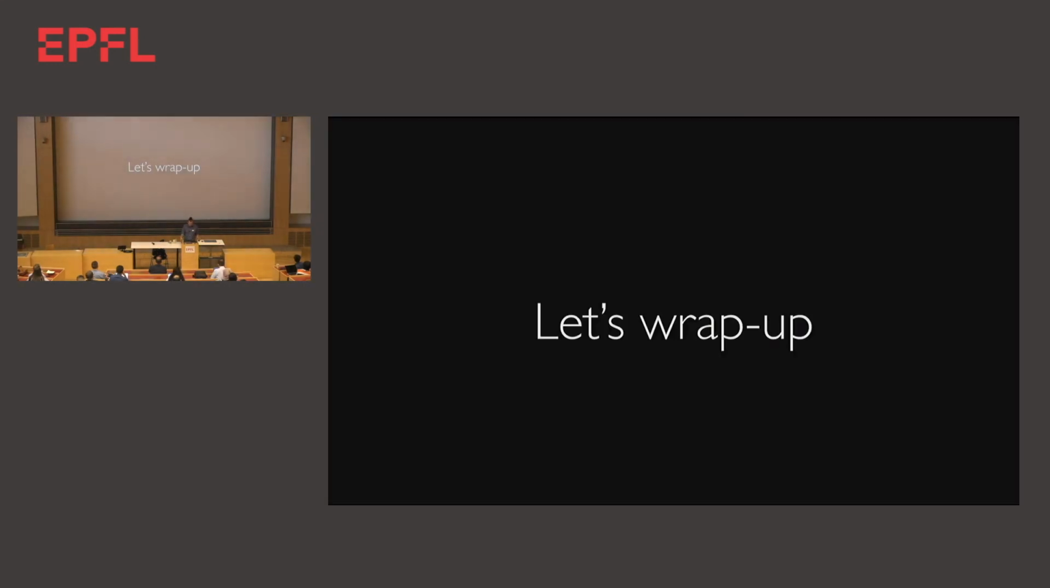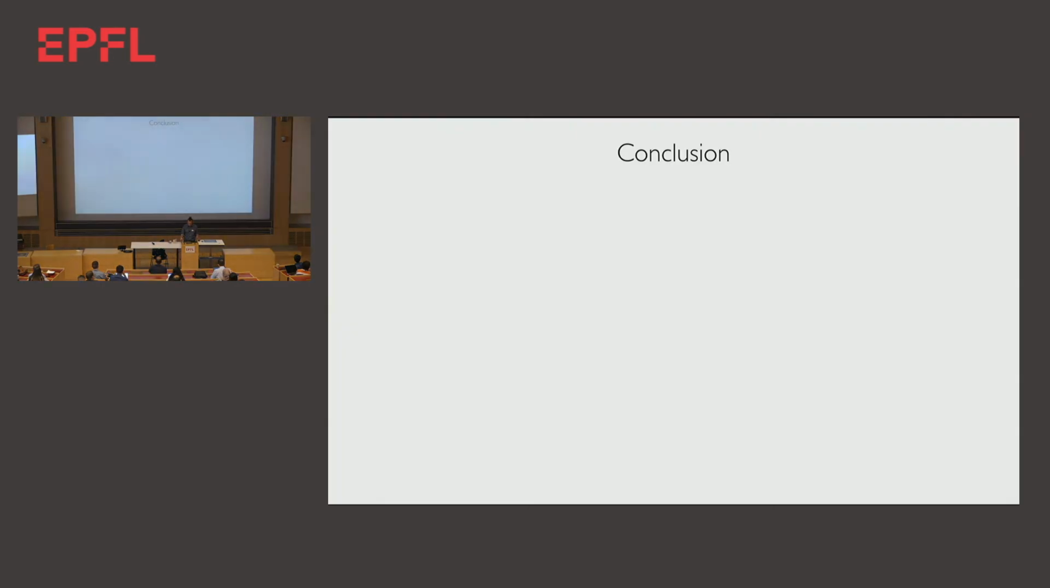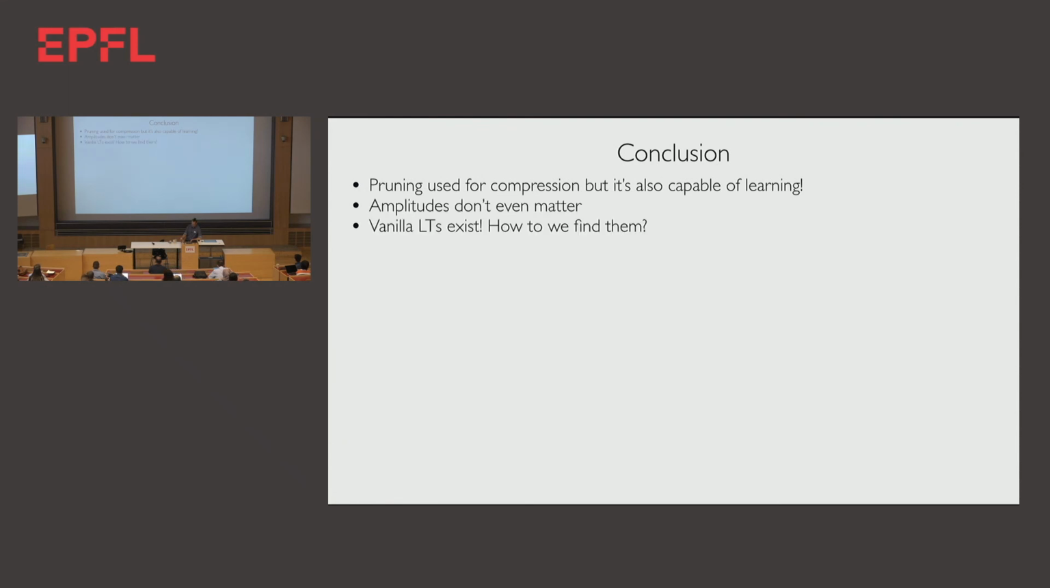We have a few minutes and I want to wrap up. I want to tell you a little bit what we covered and a few open problems that I think are interesting. Pruning is used for compression, but what still surprises me is that some kind of learning is actually happening when you choose a sparsification supermask. The amplitudes of the random weights do not really matter. You can prune at initialization even with plus minus 1 random weights.